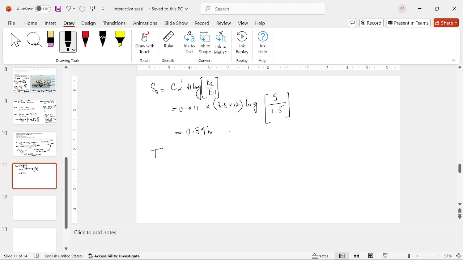So total consolidation will be Sc plus Ss, which will be 2.15 plus 0.59 equivalent to 2.74 inch. As I mentioned, secondary consolidation is quite small as compared to primary consolidation.